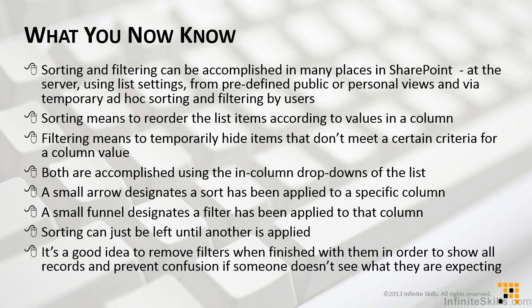What you now know is that sorting and filtering can be accomplished in many places in SharePoint. At the server, using list settings from predefined public or personal views, and via temporary ad hoc sorting and filtering by users, which is what we did. Sorting means to reorder the list items according to values in a column. Filtering means to temporarily hide items that don't meet our criteria for that column value. Both are accomplished using the in-column dropdowns of the list. A small arrow designates a sort has been applied to a specific column. A small funnel designates a filter has been applied to that column.